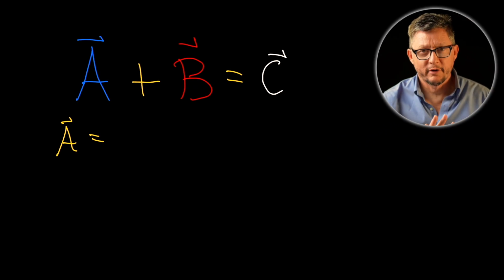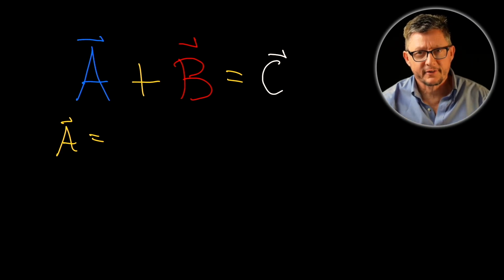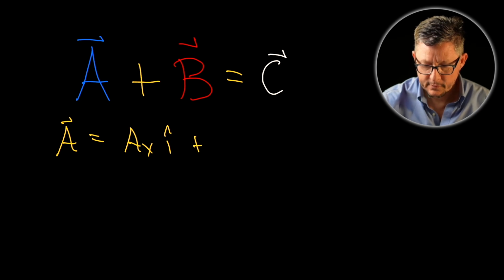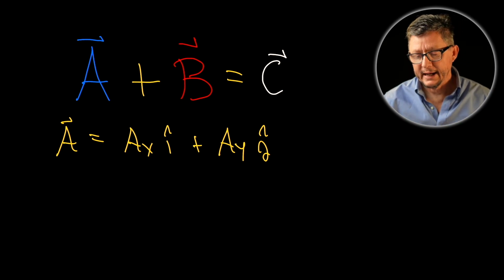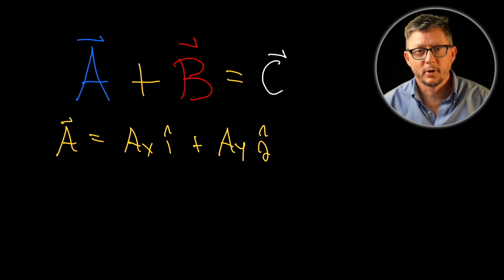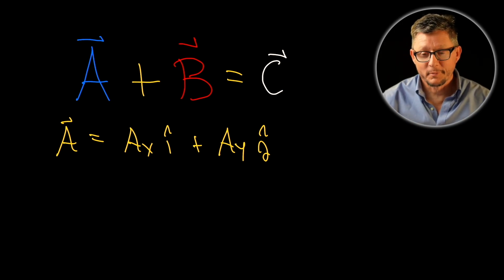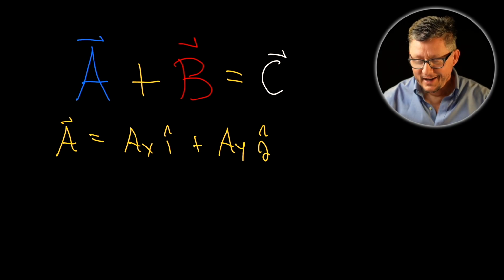So A, we're going to do everything in 2 dimensions here, so we're just looking in the x, y plane. So I'll write A as its x component, AX, I hat, plus AY, J hat. AX is the x component, AY is the y component. AX and AY can be positive or negative. They could be 0, therefore there'd be no component in that direction. And I hat and J hat are the unit vectors, so they point 1 unit along the x direction for I hat and the y direction for J hat.